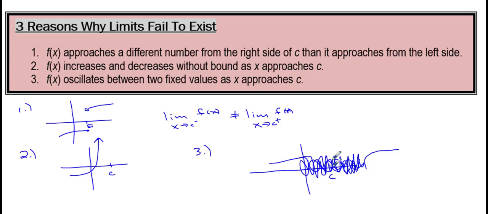That value C in the center of this oscillation garbage, that would be the point at which the limit would not exist. And what's the reason? Because f of x oscillates between 2 values at C.